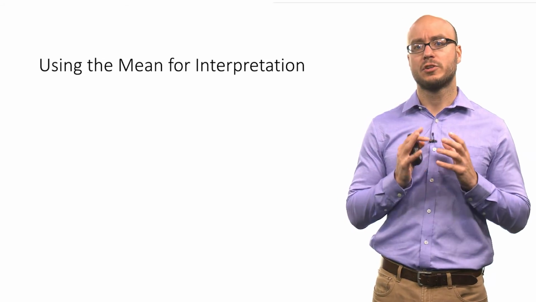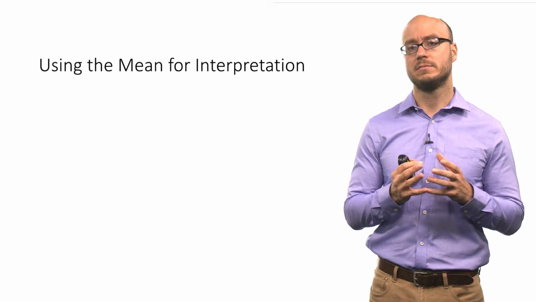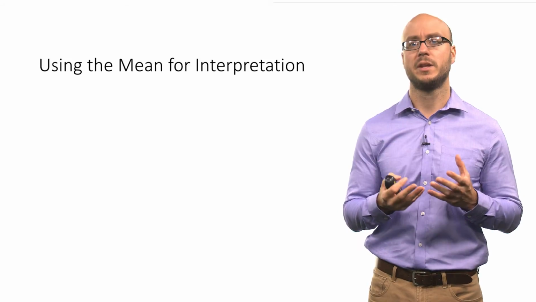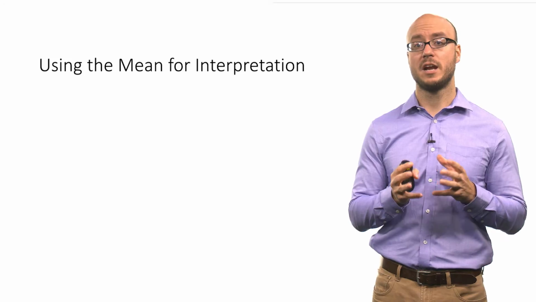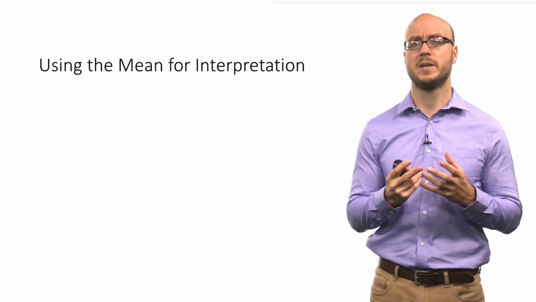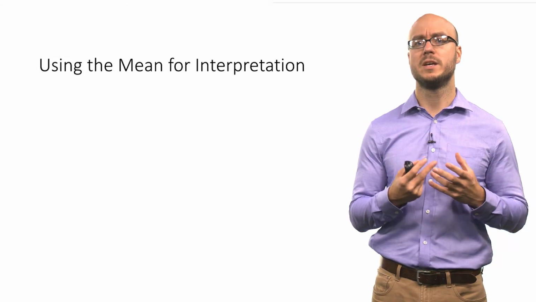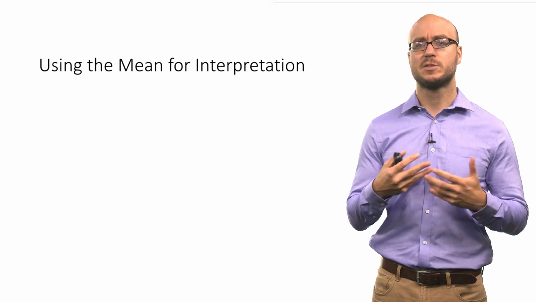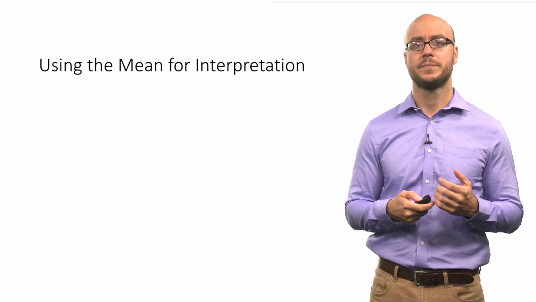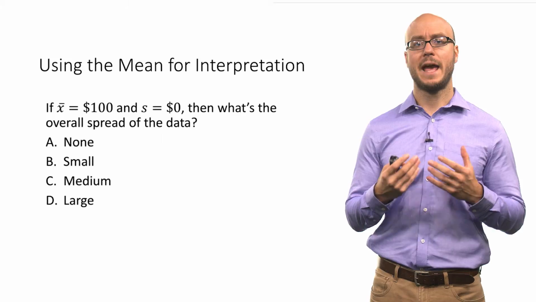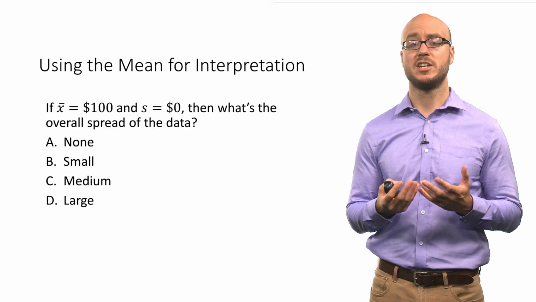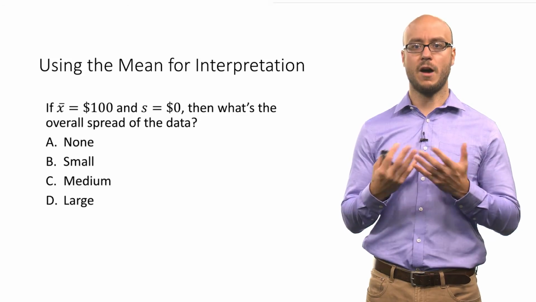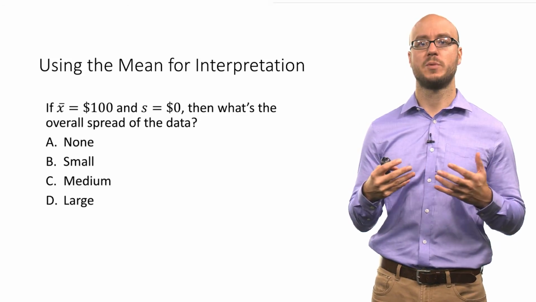To really aid with interpretation of a standard deviation measure for the variability in a data set, it's useful to compare it to the mean. Because if you recall, the standard deviation is the typical distance from the mean. So we can use the mean to help us understand how spread out our observations are. Right? So suppose we have a mean of $100 and a sample standard deviation of $0, then just off the top of your head, what's the overall spread of the data?